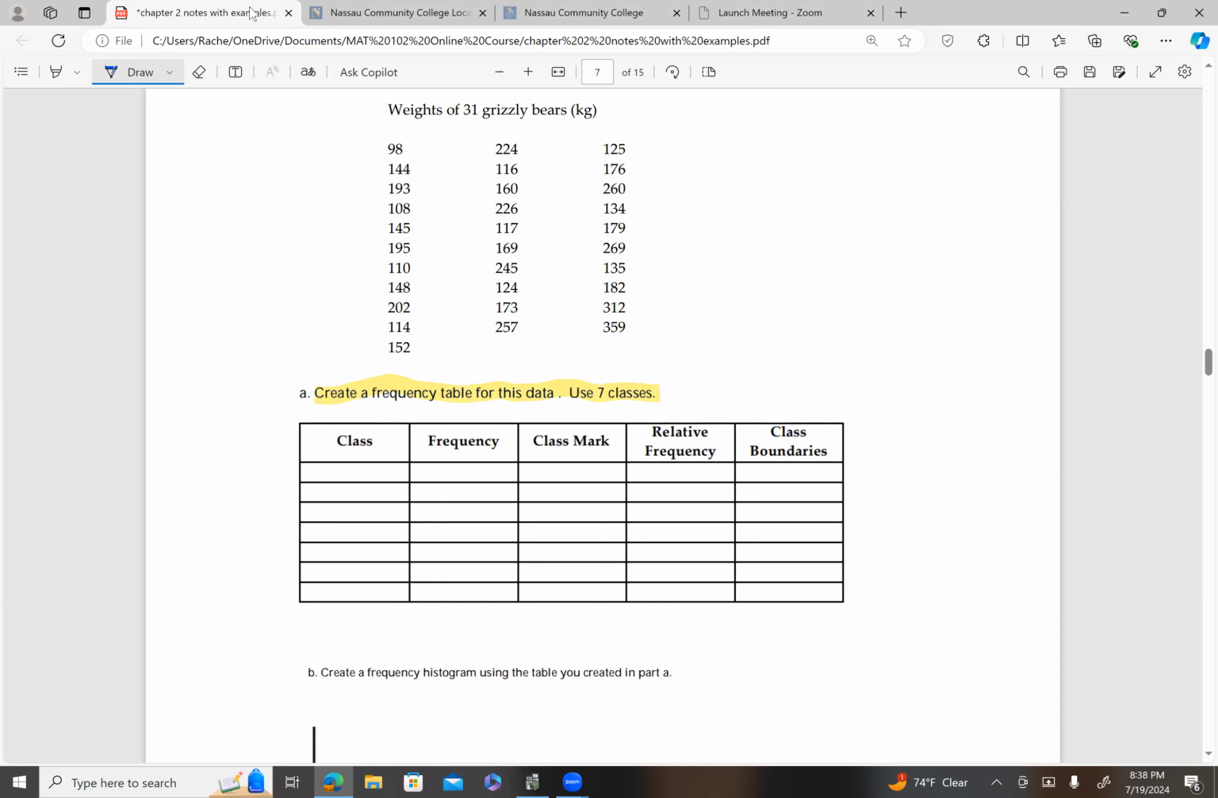The rule of thumb is always start your first class with the minimum data value in the set. So this set isn't in order, it's raw data, but if we scan and look through these weights, we could see that 98 is the minimum weight in the data set. And we might as well look for the maximum weight also. So if we scan, we could see that 359 is the maximum data value in this set. So the rule of thumb is to start your first class with the minimum data value in the set. So in this case, that's going to be 98.